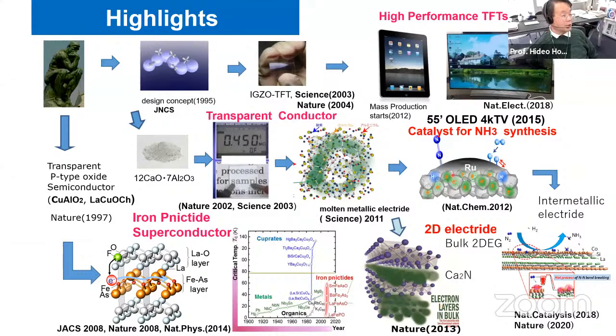And the last one is that we first created the transparent P-type semiconductor. In the course of the improvement of the P-type semiconductor, we discovered iron-based superconductors. Iron-based superconductors have grown into a new continent of high-temperature superconductors, comparable to the cuprate superconductors.